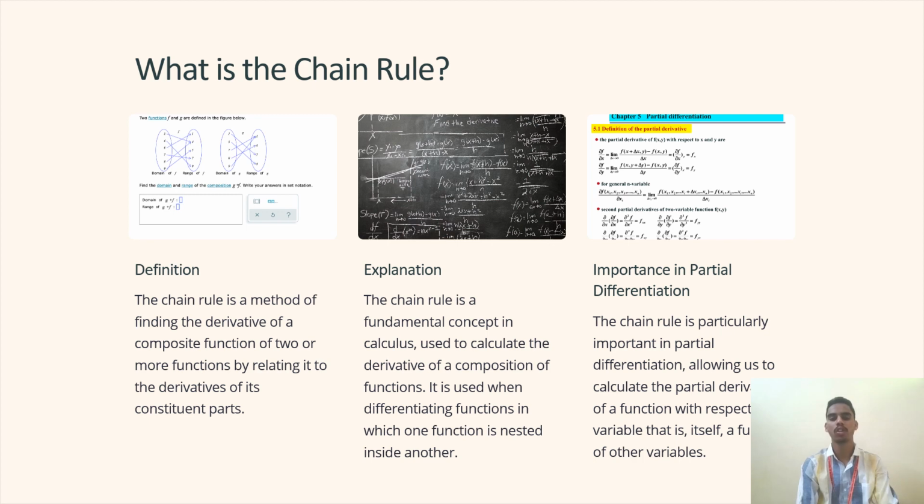Explanation. The chain rule is a fundamental concept in calculus used to calculate the derivative of a composition of functions. It is used when differentiating functions in which one function is nested inside another. Importance in partial differentiation. The chain rule is particularly important in partial differentiation, allowing us to calculate the partial derivative of a function with respect to a variable that is itself a function of other variables.